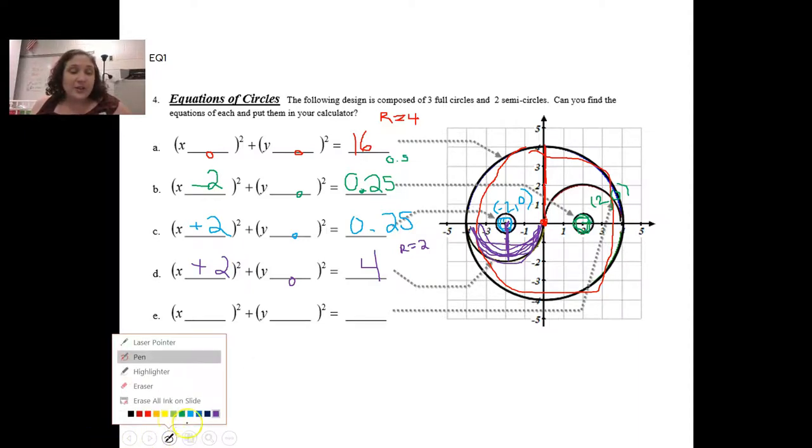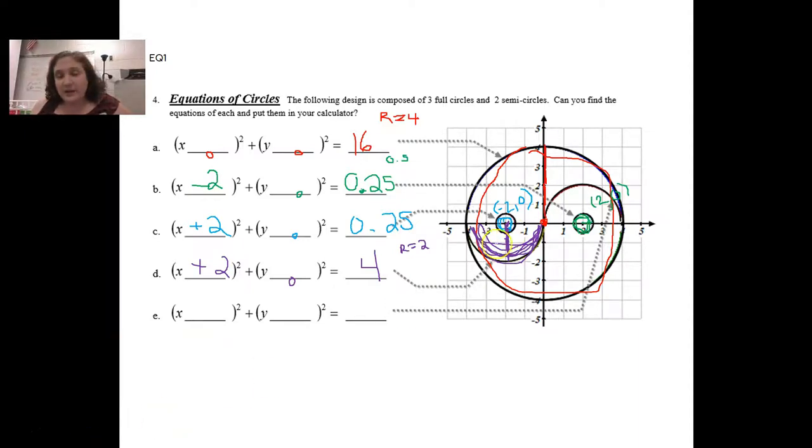Our last question that we have on this right here is, oh, this half circle right here. It shares the same center as our green, and so we know it's positive 2, 0, so I'm going to have to write the opposite side. So negative 2, and then we've got our little 0. And then we know that the radius is 2, so we're going to have this be 4.